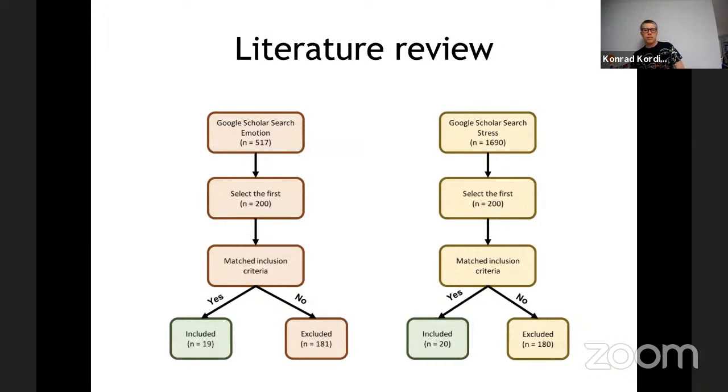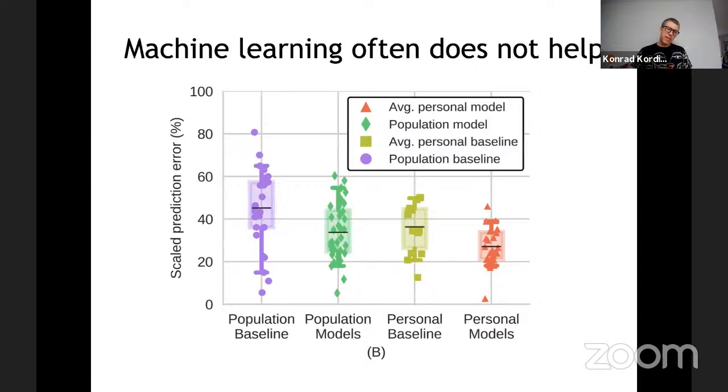So let's do some literature research there. We look at emotion and stress. We select the first 200 papers. We have a bunch of inclusion-exclusion criteria. And that gave us about 20 papers in each group. So what you see here is the scaled prediction error. We have the population baseline, population models, personal baseline, and personal models for all those papers. What you see is that the personal models are only a tiny bit better than the personal baseline.